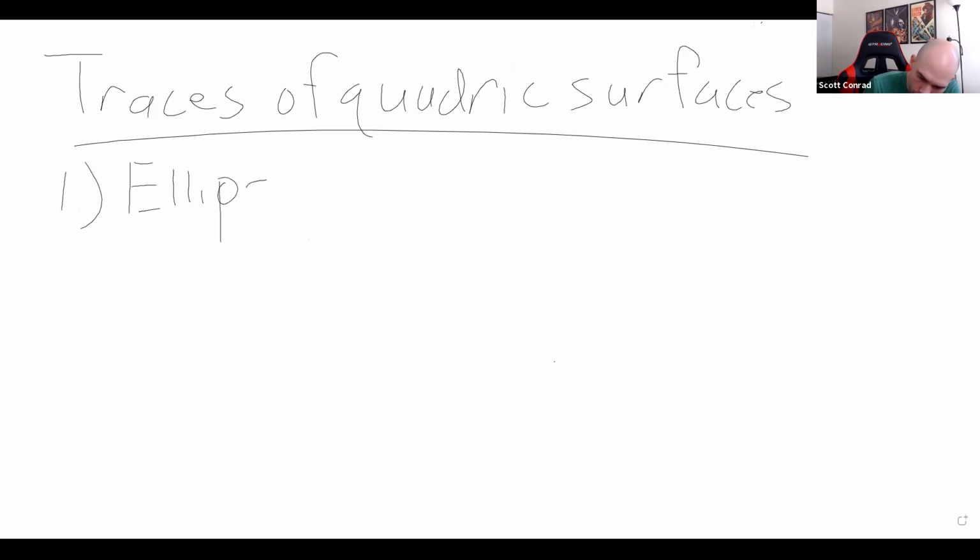So the first type you're going to see is an ellipse. Okay, so all of these traces could occur in the xy plane, in which case the equations will involve x and y, the xz plane, in which case the equations will involve x and z, or the yz plane, in which case the equation will involve y and z. We'll see how exactly we get that in a sec, but the equations are always going to involve just two of the variables. So I'll switch it up just to get you used to that, but hopefully that's not confusing.